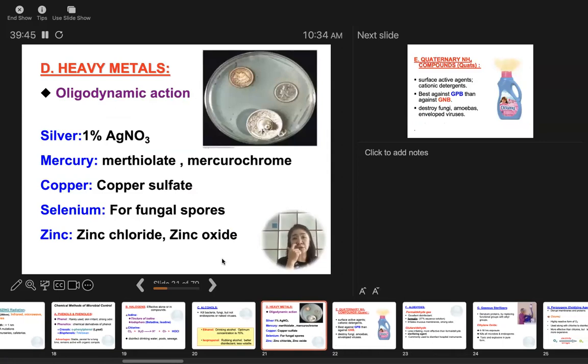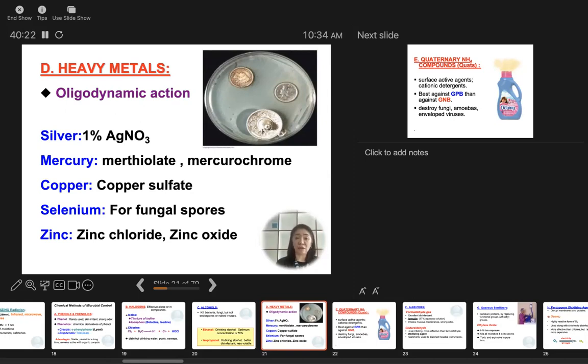Heavy metals are oligodynamic in action. However, the effect is rather small. It is not that strong, but it is there. Like in the example, we can see the small zone of inhibition. We have several types of metals that can be used, like silver. We have silver nitrate, which was formerly used in treating gonococcal ophthalmia neonatorum. And then mercury.